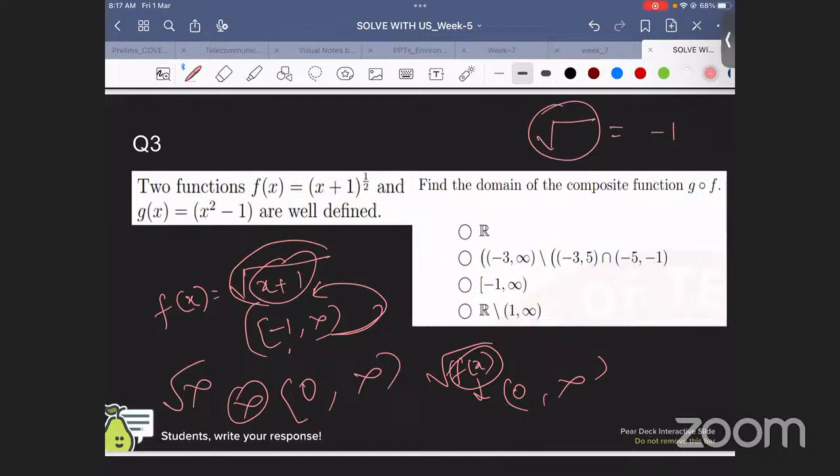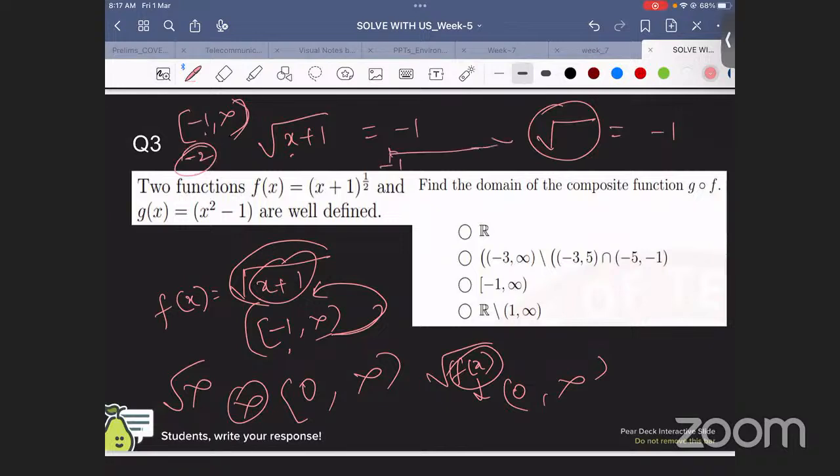Let me. This function is root of x plus 1. So to get -1, what value would we put here for x? -2. But you can't put -2, right? Because your domain is what? -1 to infinity, correct? So you can put the minimum value as -1 and maximum as infinity. You can't go to -2 itself. So your domain itself is -1 to infinity.